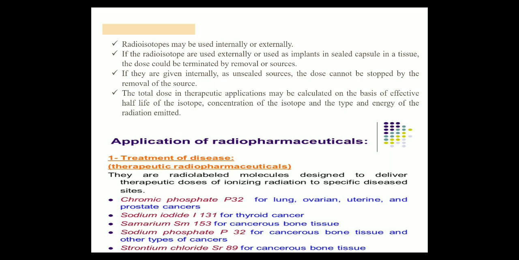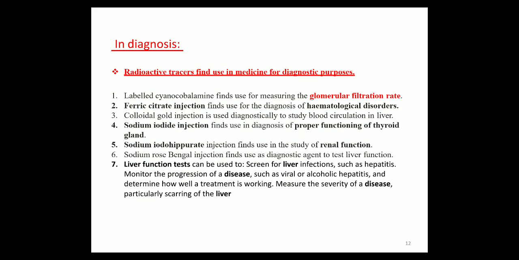Okay, in diagnosis. This is the second use. Radioactive tracers find use in medicine for diagnostic purposes, for detection. Labeled cyanocobalamin finds use for measuring the glomerular filtration rate, kidney functioning. Second, ferric citrate injection finds use for the diagnosis of hematological disorders. What is meant by hematological? It is related to blood disorders.